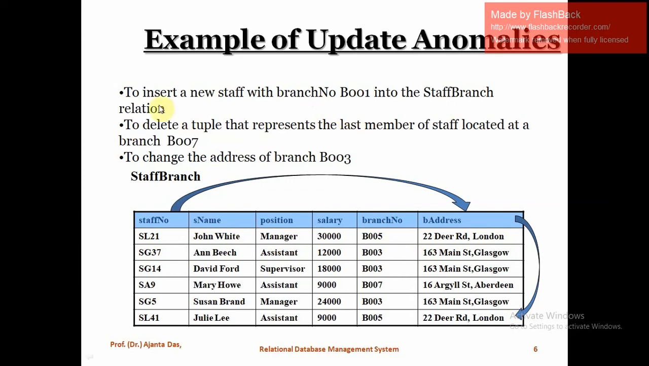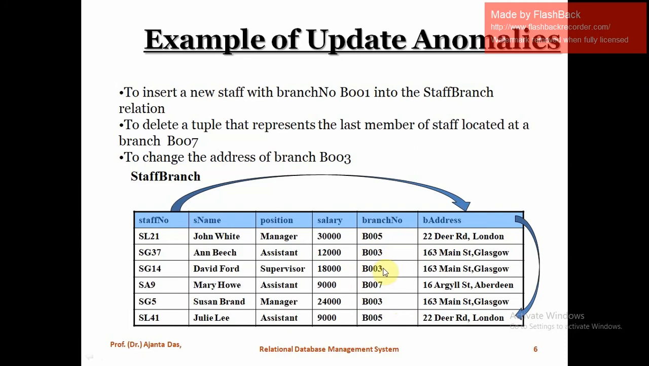Next, if we want to delete a tuple. If we scan the relation, we can see that B007 has only a single tuple related to this branch. If Mary Howe just resigned or left the company, then we have to delete this tuple, and if we delete it, then obviously there is no information related to this branch. That's the problem related to deletion anomalies.